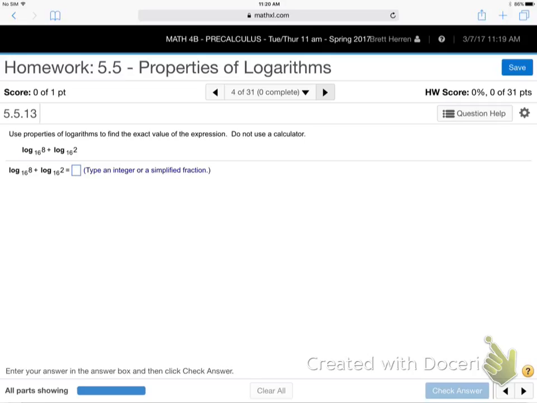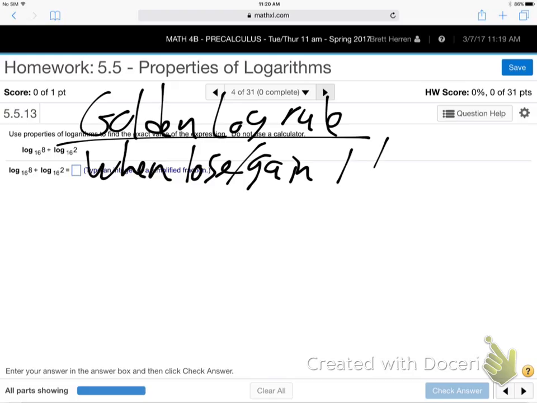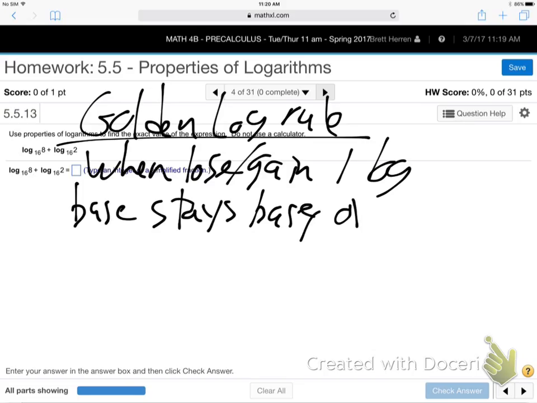Okay, so we have those, and maybe it's good to have them all in one place. There's the golden log rule, as I call it. I'm just going to give you all the log rules. When you lose or gain 1 log, we'll see later today why that matters, but just say it for now. When you lose or gain 1 log, the base stays the base, and the other 2 switch. Right? You know that one?